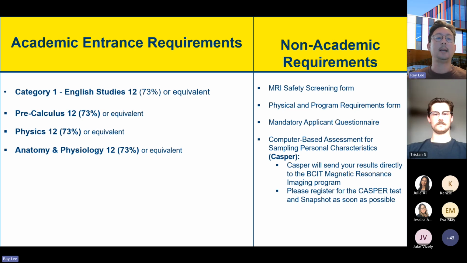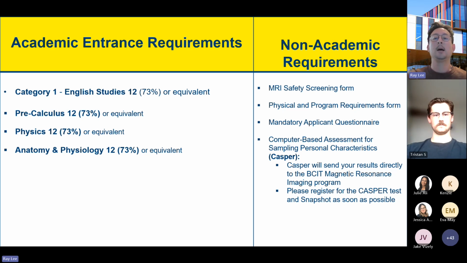So in case you haven't had a chance to look at the program website, the entrance requirements, both academic and non-academic, are listed on the slide here. So for the academic side, you have the Category 1 English Studies 12, Pre-Calculus 12, Physics 12, and Anatomy and Physiology 12, all with a minimum of 73% in terms of your mark. And like I said, if you need to upgrade these or if you don't have these, BCIT offers course equivalencies. But of course, any prior education or future education in other post-secondary institutes will be accepted, as long as their courses are equivalent.